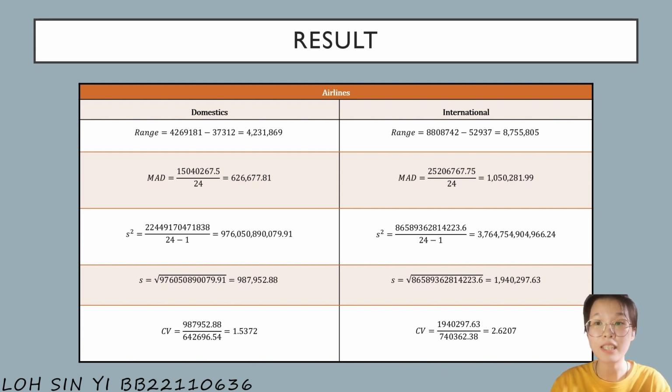In conclusion, since the results of domestic flight are smaller than international flight, therefore the international flight is more variable than domestic flight. So that's all from me.